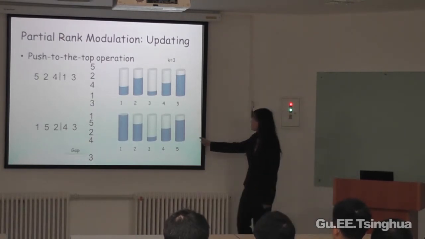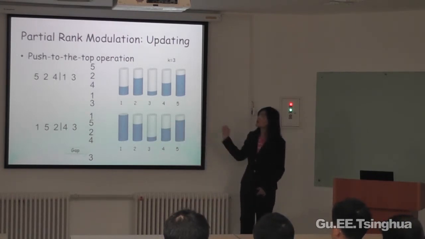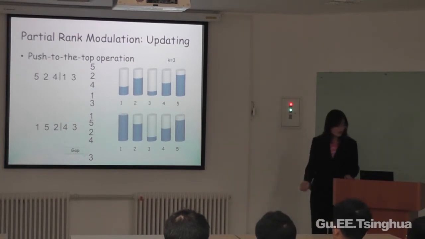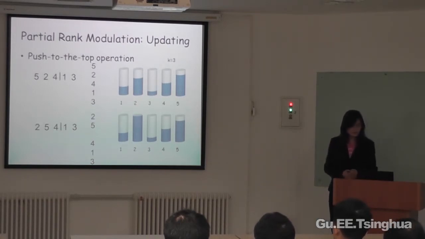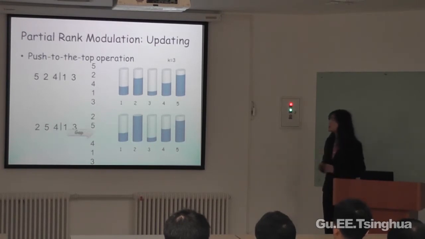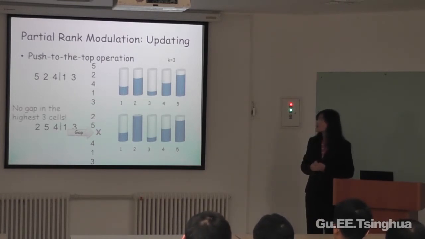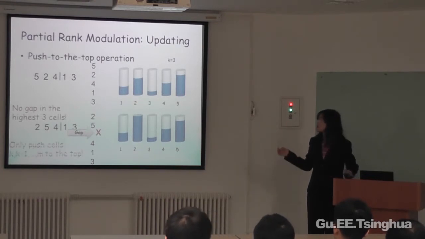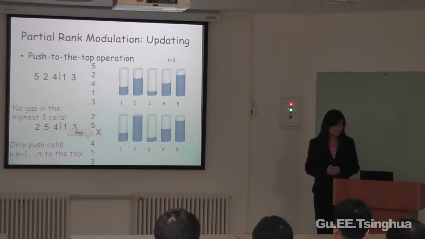Basically, we take one of the 5 cells and push it to the top of the whole group, and it's a very simple transition. After this operation, there is a gap between cell 4 and cell 3. Similarly, suppose that I push cell 2 to the top, then I will see a gap between 5 and 4. But because we use the top 3 elements, we don't want there to be a gap. So we say that I will only push cells k plus 1 up to n to the top.